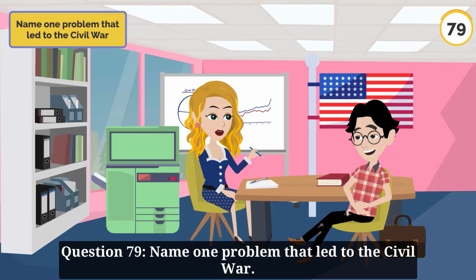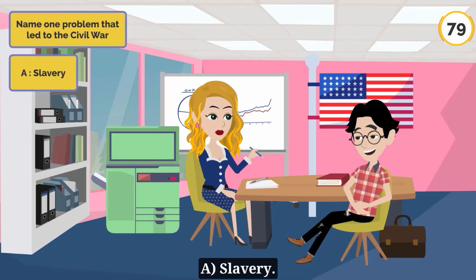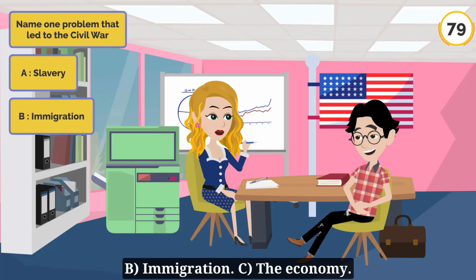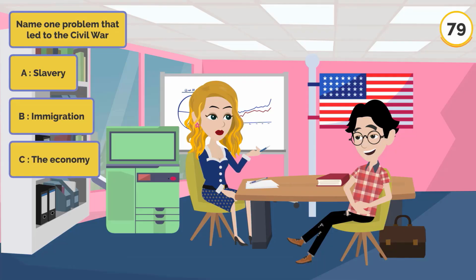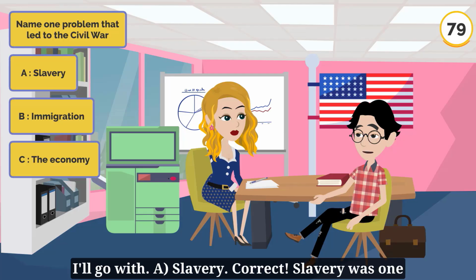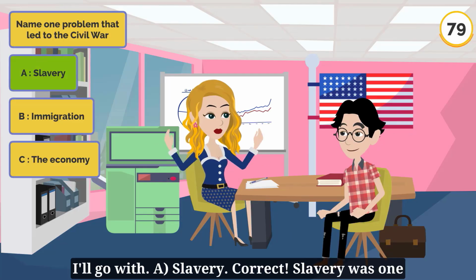Question 79. Name one problem that led to the Civil War. A. Slavery. B. Immigration. C. The economy. I'll go with A. Slavery.